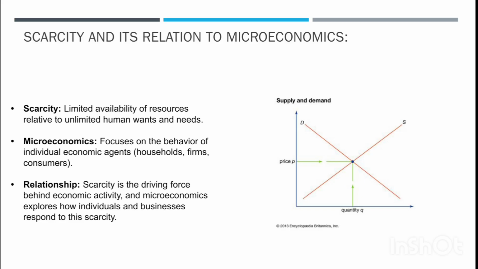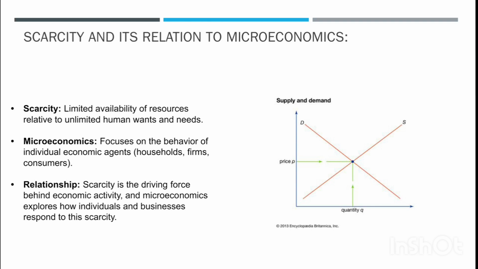Next, we have scarcity and its relation to microeconomics. What is scarcity? Scarcity in short is the lack of resources for a human want or need. It is the limited availability of resources. And microeconomics focuses on the behavior of individual economic agents. So you could ask, what is the relation between scarcity and microeconomics? Well, scarcity is the driving force behind the economic activity that microeconomics studies. So microeconomics is driven by scarcity.